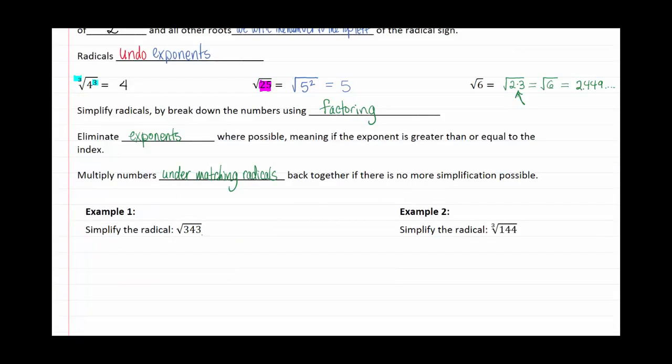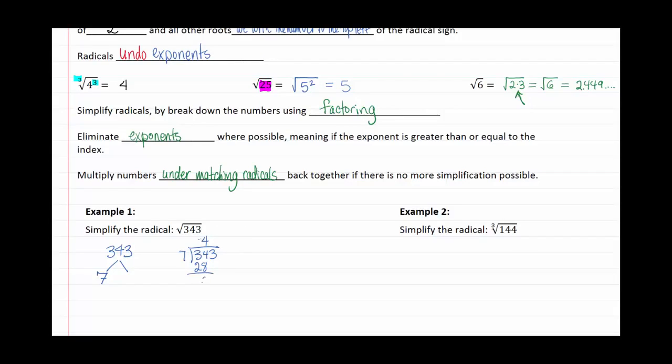In example 1, we have 343 under a square root. Remember, there's a 2 out front here. First of all, we're going to factor the 343. Working through my primes, I recognize that 7 is a factor. If I divide 343 by 7, 7 goes into 3 0 times, 7 goes into 34 4 times. 4 times 7 is 28.